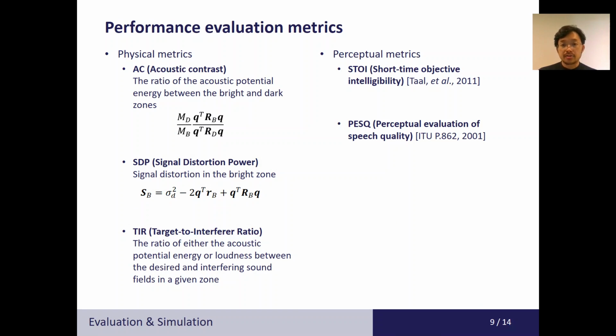To evaluate and also compare the existing methods with the proposed method, we introduced 5 evaluation metrics. 3 of them are physical metrics, which are acoustic contrast, signal distortion power, and target to interferer ratio. Besides, we also have perceptual metrics such as STOI and PESQ.